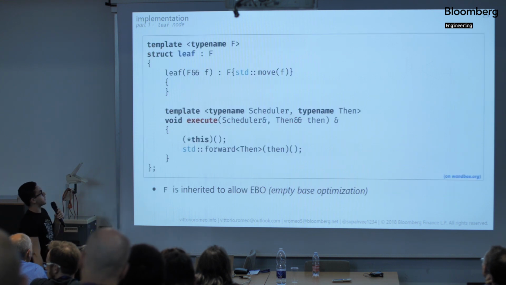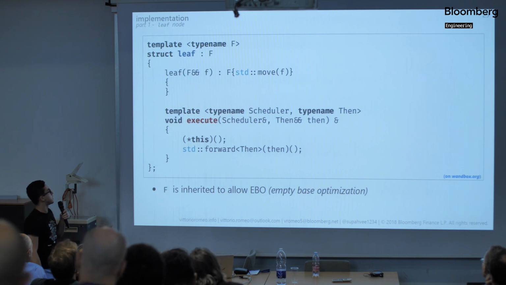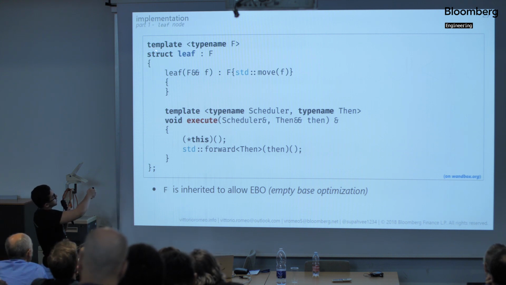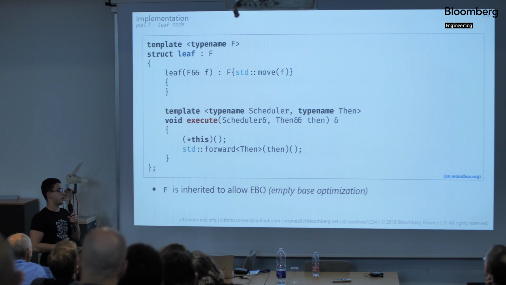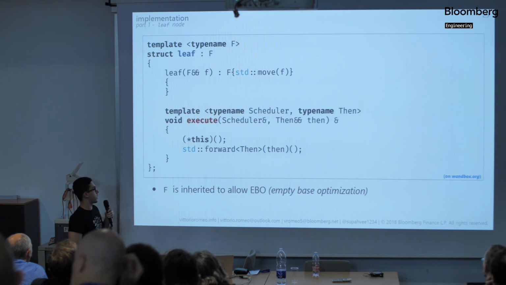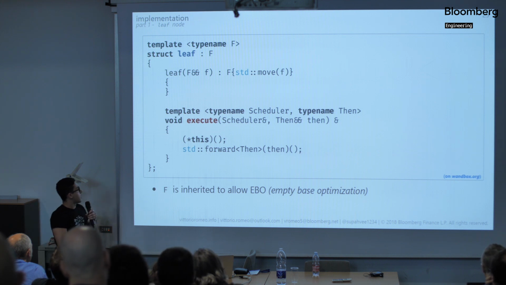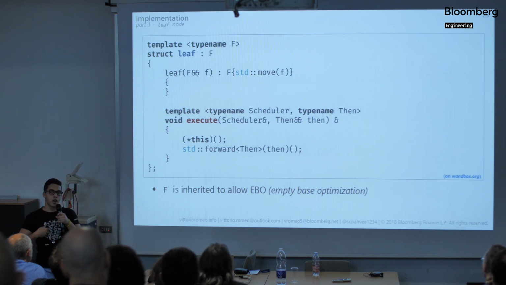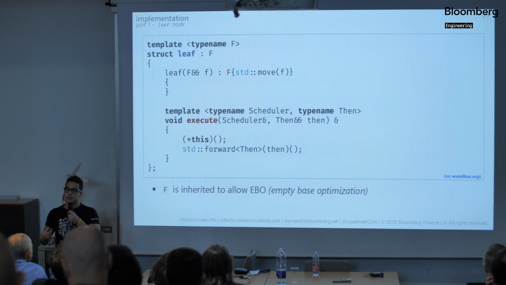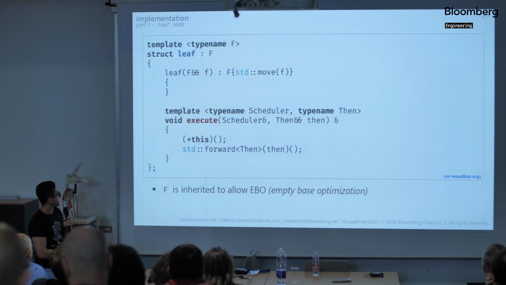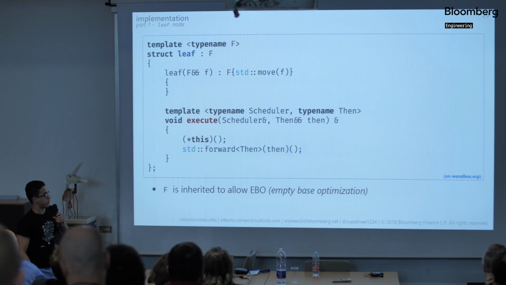This is the entire implementation of leaf in C++17. So what we do is we templatize over our action type. We inherit from it, because if the action type is an empty lambda, we don't want to pay any extra cost for storage, so we can use the empty base optimization over here. And if you don't know what that is, it means that if you derive from something, instead of storing it as a data member, if the thing is empty, then it doesn't take extra space. Yeah, C++ is weird.